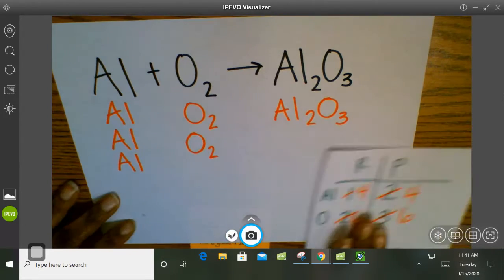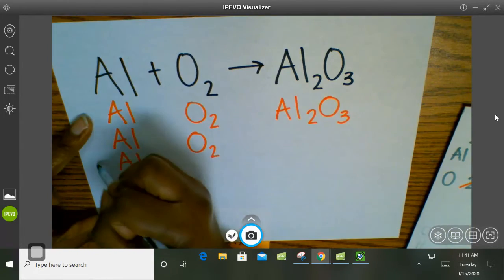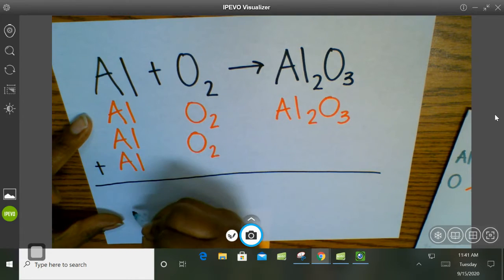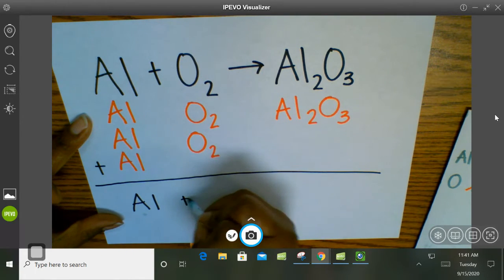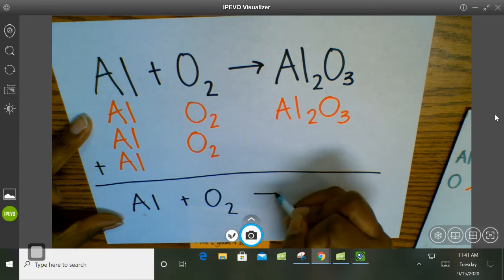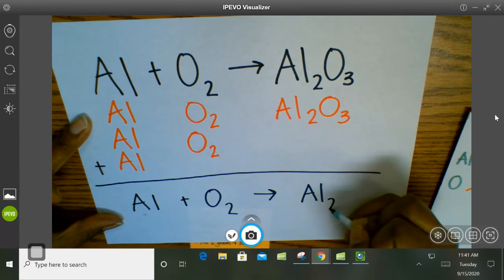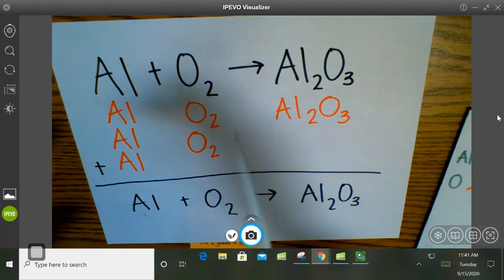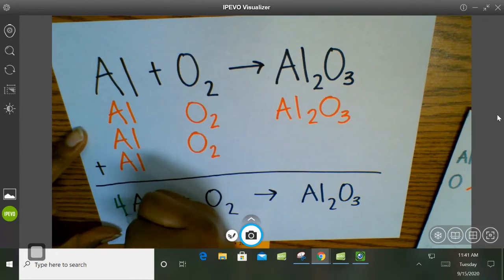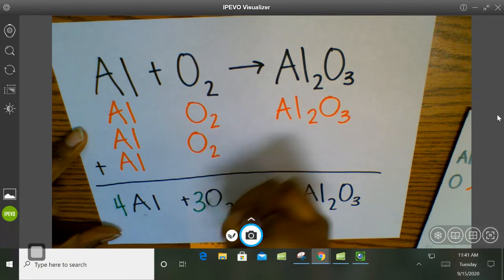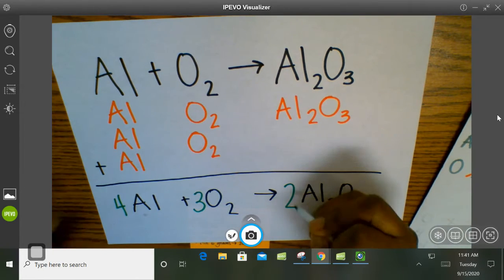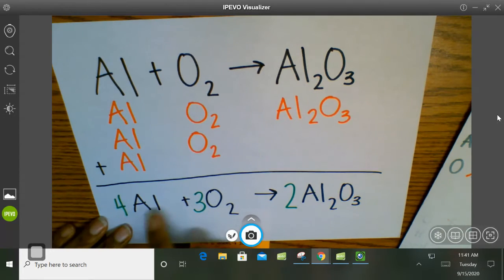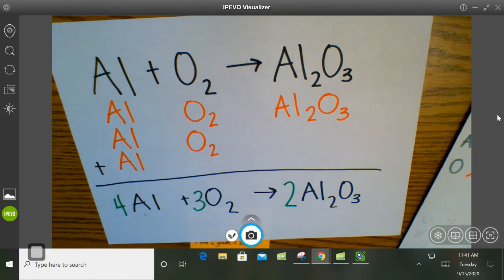So add this up and see what you got. You got Al plus O2 yields Al2O3. Let's look and see how many we have. There's 4 Als, 3 O2s, and 2 Al2O3. 4, 3, 2 cannot be simplified any further. This equation is now balanced.